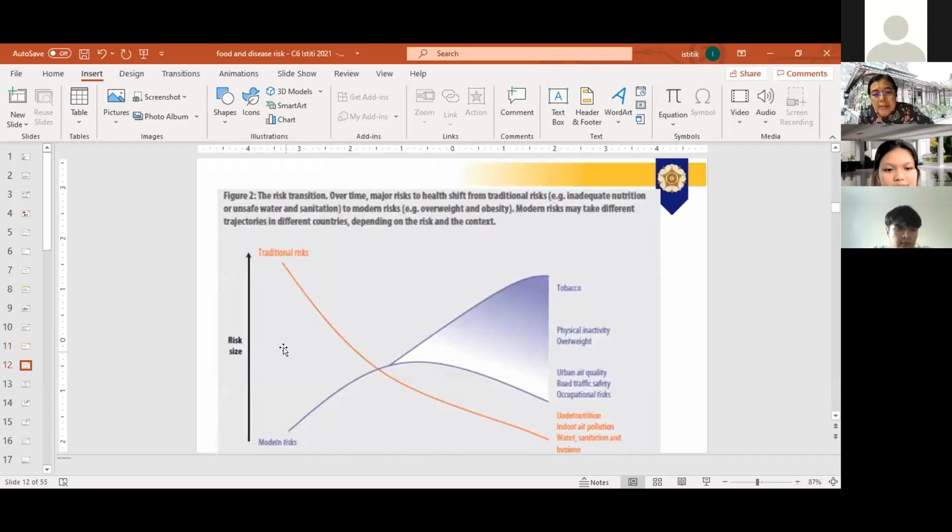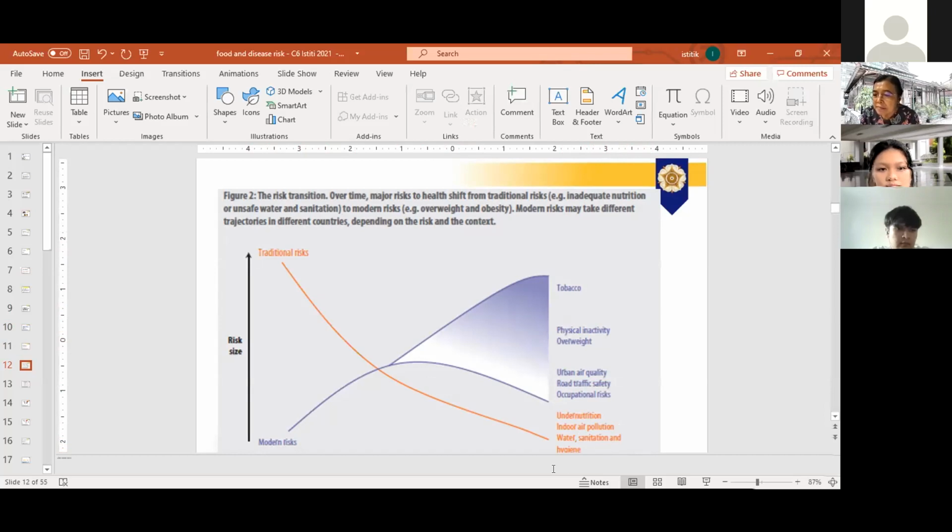So in this graphic, there are traditional risk factors and modern risk factors. Actually, the traditional risk factors are undernutrition and indoor air pollution. What is indoor air pollution? Maybe I will ask Rafi, what is indoor air pollution?